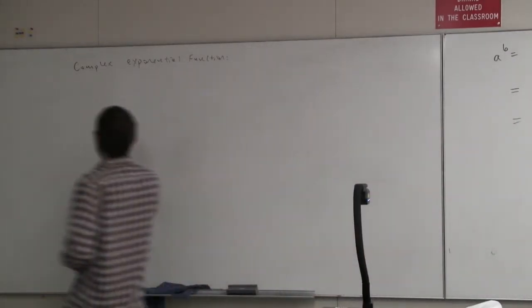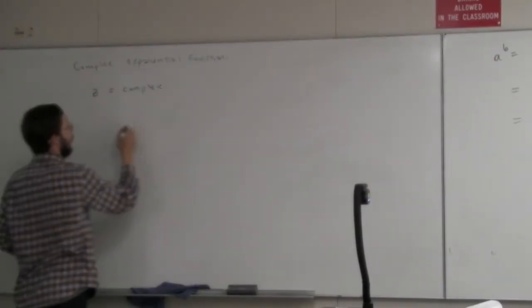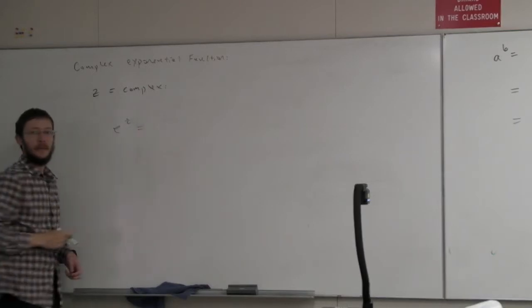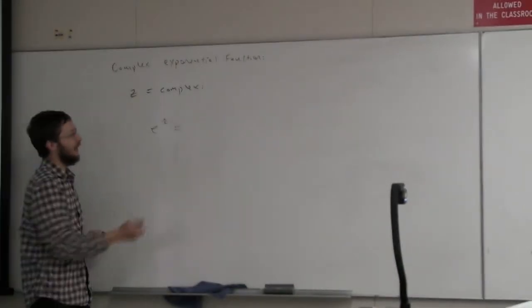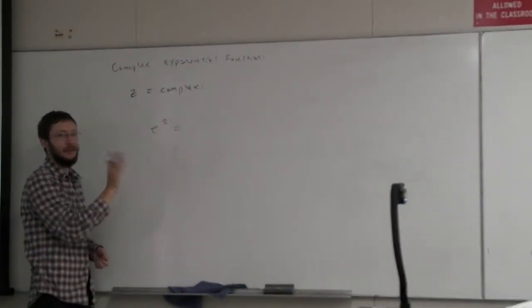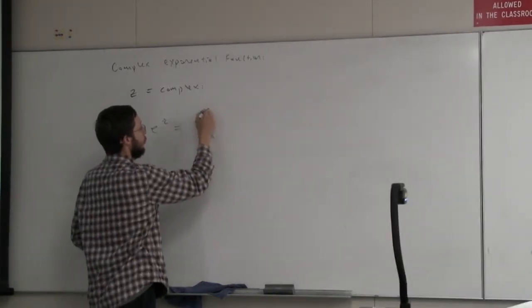Then e to the z, where z is a complex number. Any guesses? Just the same power series we've been doing over and over again. So e to the z for a complex number, same exact thing. Just this power series.